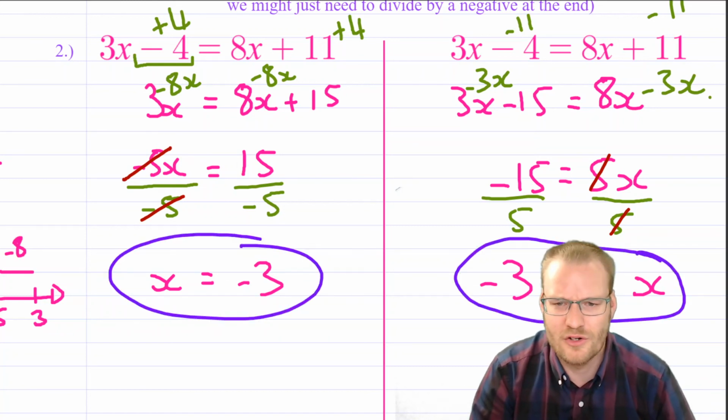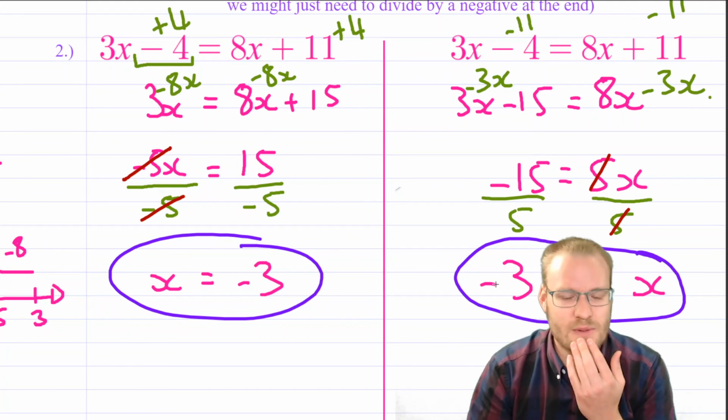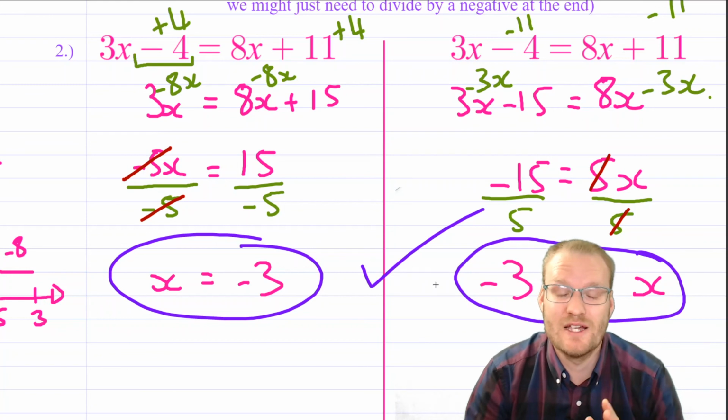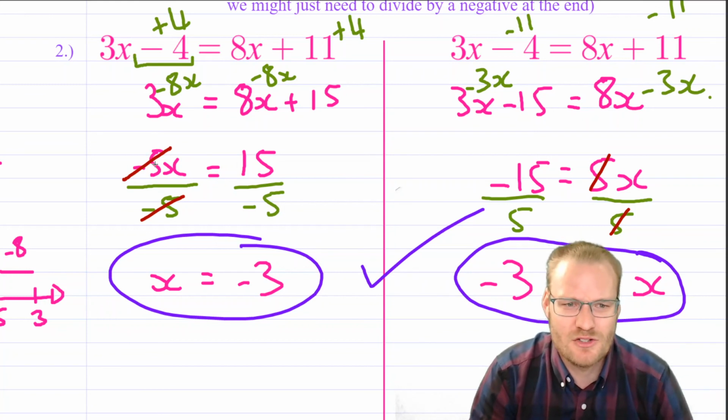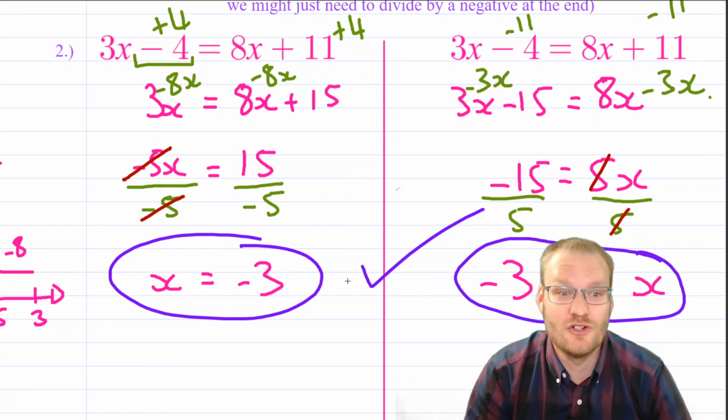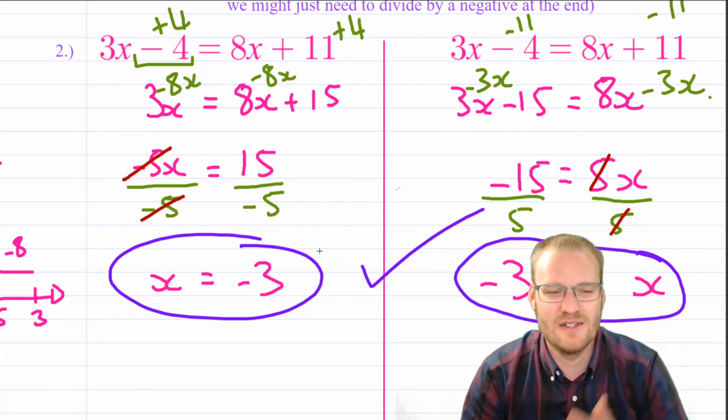Doesn't matter what order it says, minus 3 equals x or x equals minus 3. We get the same answer either way. It really does not matter which way around you do it, because you're just dividing by the coefficient at the end. So really up to you. Don't worry which way around you go. None of them is right or better than the other.